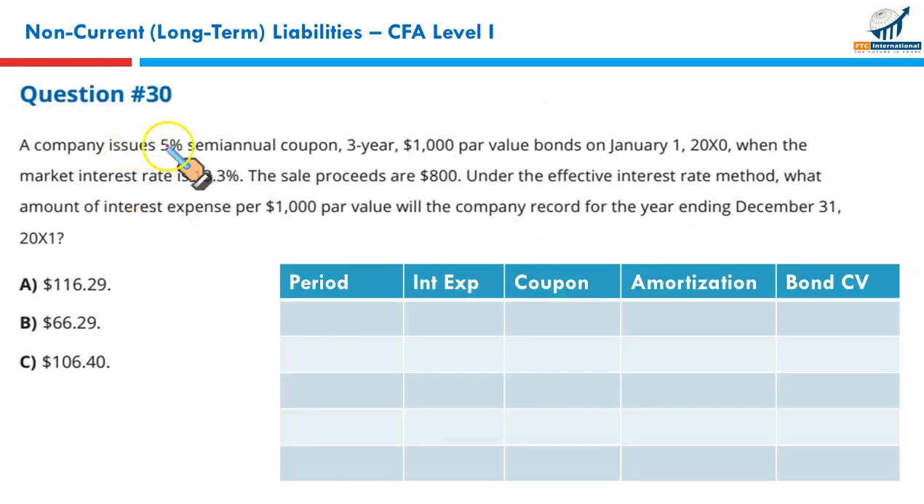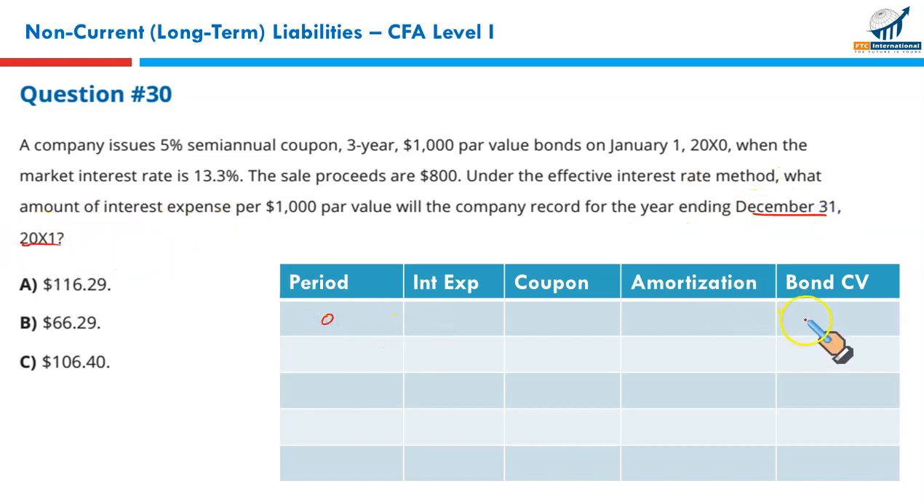Next, a company issues 5% semi-annual coupon 3-year $1,000 par value bonds on January 1st. This is the bond maturity, coupon, par value, and issuance date, when the market interest rate was 13.3%. So your offer rate is lower than the market rate, so it will sell at a discount. The sale proceeds are $800, of course, as expected. Under the effective interest rate method, what amount of interest expense per $1,000 par value will the company record for the year ending December 31st, 2000X1?